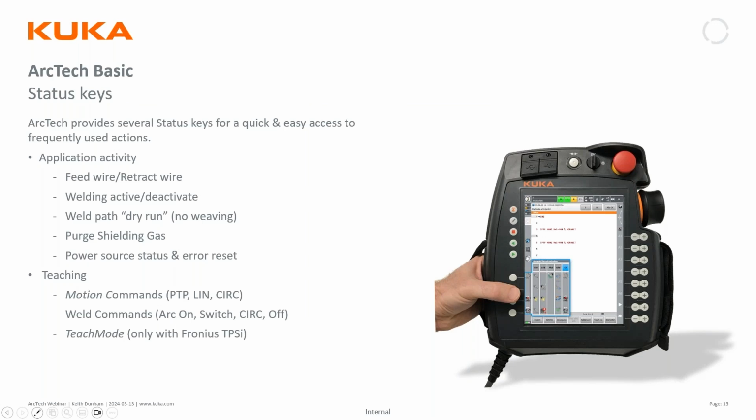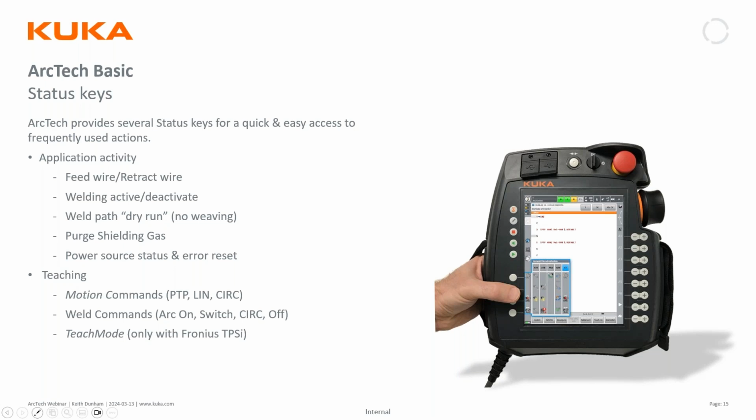The next thing that I like, and I'm not sure if many people know about them, are the Easy Teach or the status keys. I think this is my favorite KUKA feature. It's, I guess you could say, like a shortcut key. Depending on what packages you have installed, obviously, or what status keys you have available, you can feed wire, retract wire, activate, deactivate your weld. You can do a dry run, so if your weld has a weave in it, the dry run will not weave, but it will still follow the path. Purge gas.